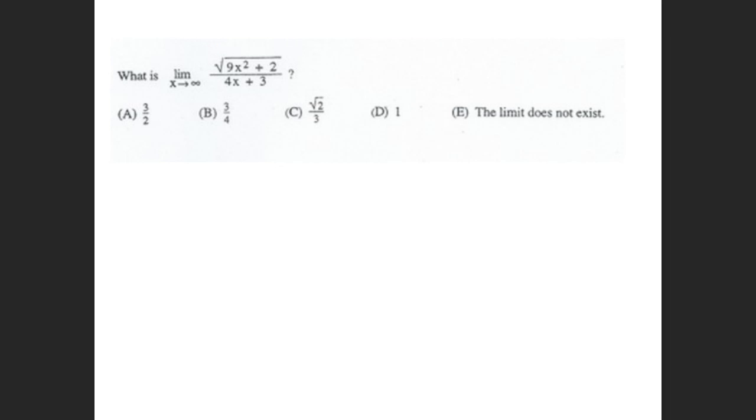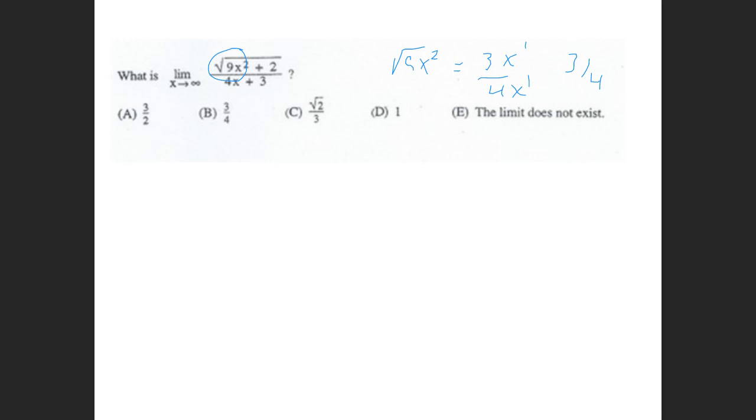This one is a really interesting one. I think I had one very similar to this last week on the assessment. And when you think about it, this is the highest power on top here. So that's the square root of 9x squared, which really reduces to 3x, doesn't it? And the highest power on the bottom is 4x. So the powers are the same. So my answer would be just 3/4.